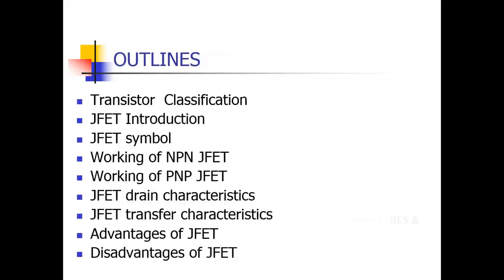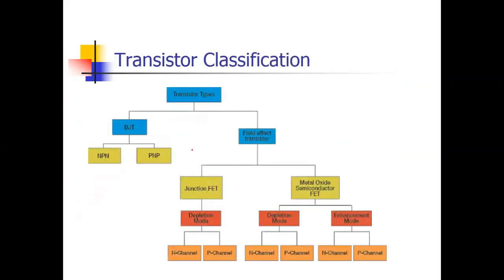So first of all, transistor classification. As I have explained in the last lecture, there are two types of transistor, BJT and FET. BJT we have covered already in the previous lecture. Now today we'll cover the FET. In FET there are two types, JFET and MOSFET. MOSFET we will cover in the next lecture. Today we'll cover the JFET. This diagram I have taken from Google.